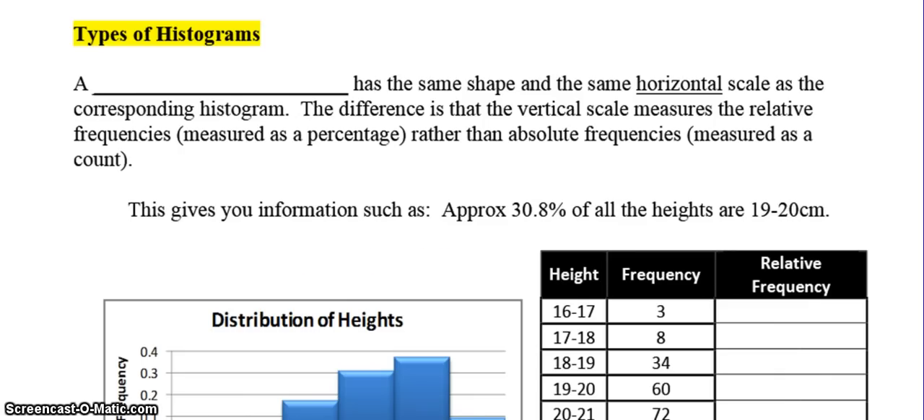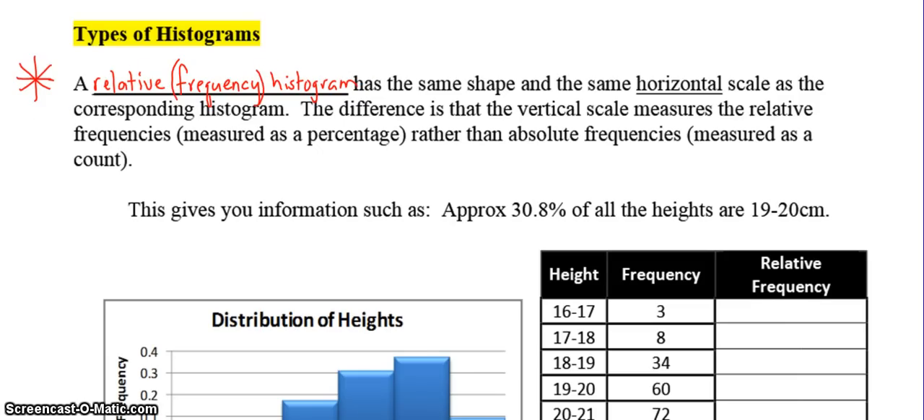There are 2 special types of histograms that we're going to go over. Please put a star beside these because these are the types that you're most likely going to be graphing on a test or a quiz. The first type is a relative frequency histogram. The word frequency may or may not be there. It may just be called a relative histogram.